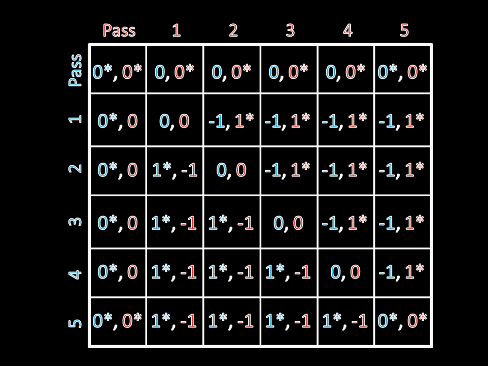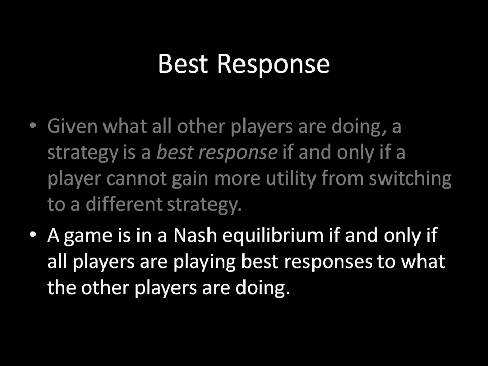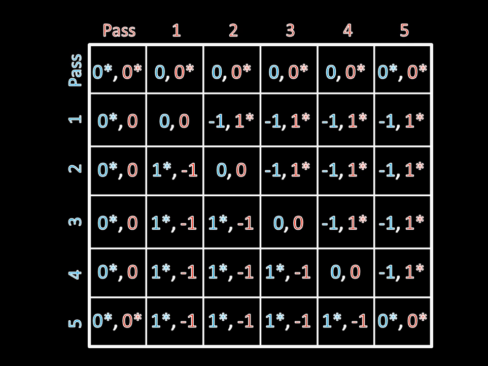Now all we need to do is bring all this information back together, which gives us this completed matrix with the best responses marked. If you remember what I said earlier, a Nash equilibrium is when both players are playing best responses to what the other one is doing. So we're looking for these mutual best responses, like I said. And we've already done all the work necessary to find these Nash equilibria, as we've marked all the best strategies available to each player.